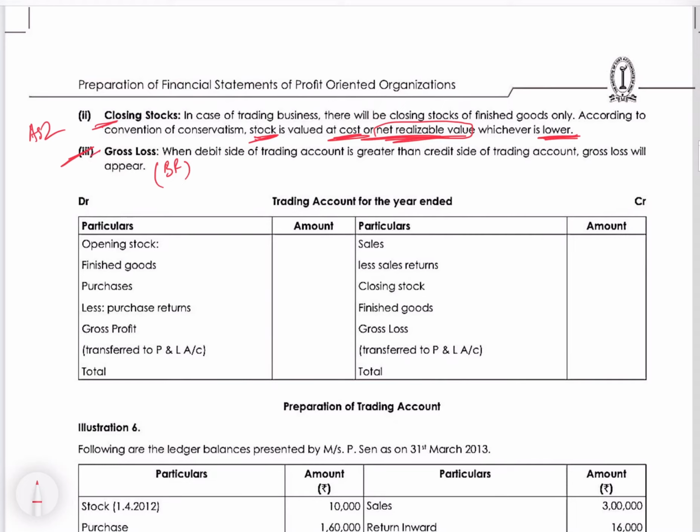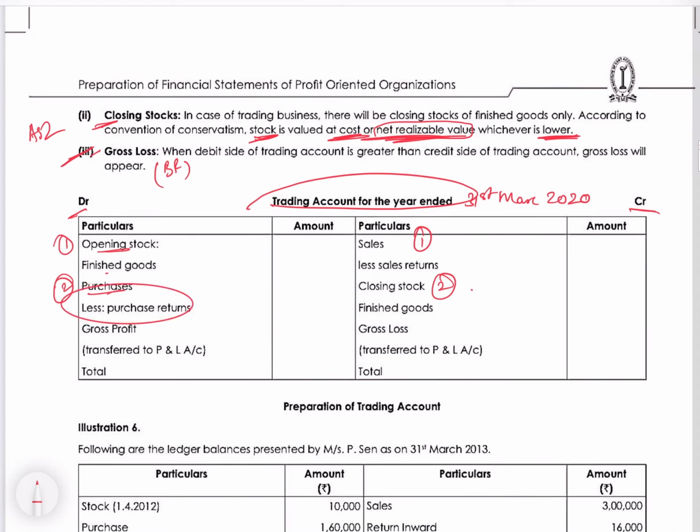When you prepare the trading account, it will look like this. Trading account for the year ended 31st March or 31st December 2020. Like that you will write the debit and credit sides. This is the debit side. So what will come? Opening stock, purchases. Okay. And on the credit side it will be sales, closing stock. Opening stock means your finished goods. Purchases will be net, so all purchases add up, less purchase returns and any others will reduce it.